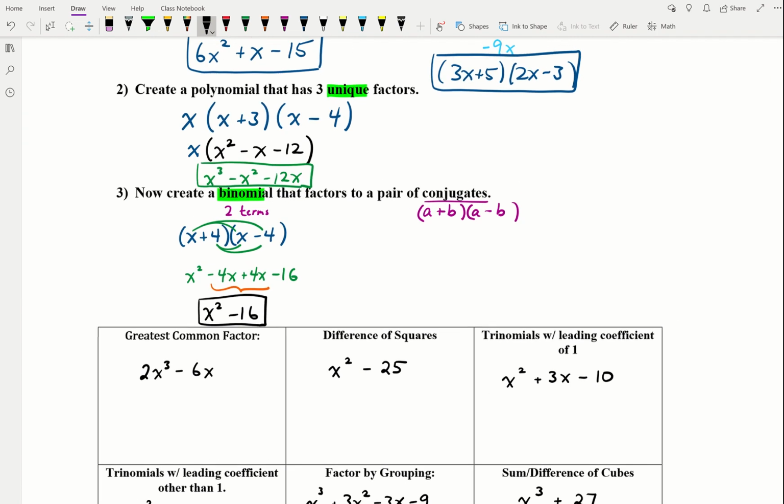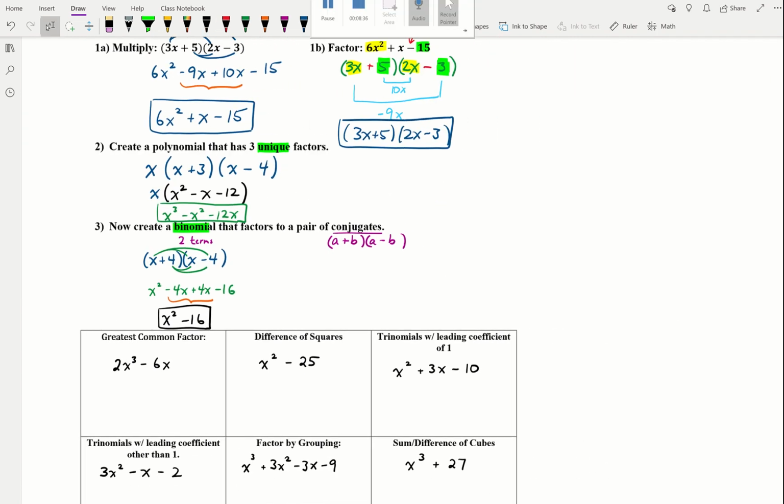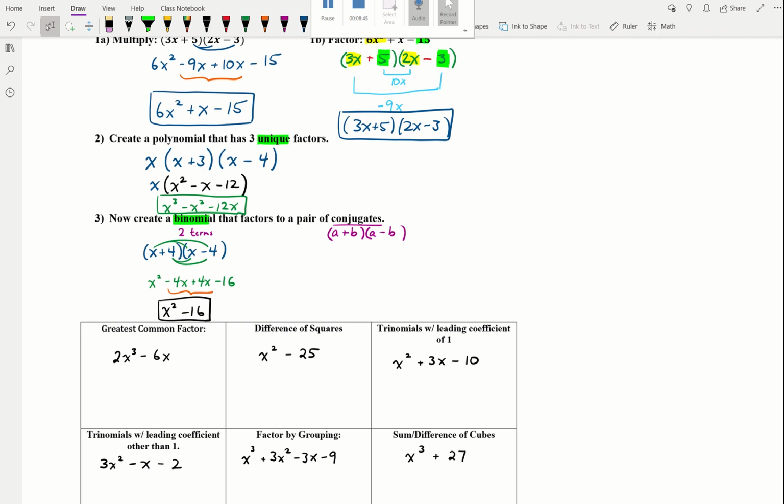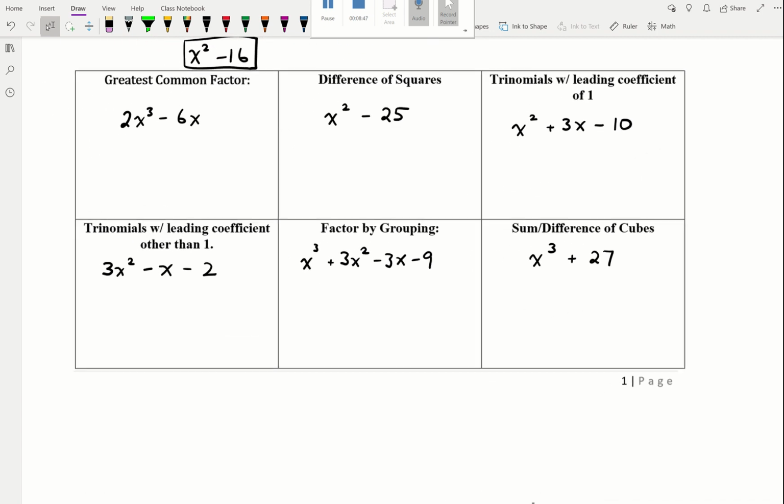All right. So the idea of those problems is to just get you thinking about things that we've already learned this year, so that we can apply those in these upcoming lessons. So below is a table. These are the 6 types of factoring that we did first semester. All right, and we're going to just go through an example of each just to remind you of the different forms that are out there.